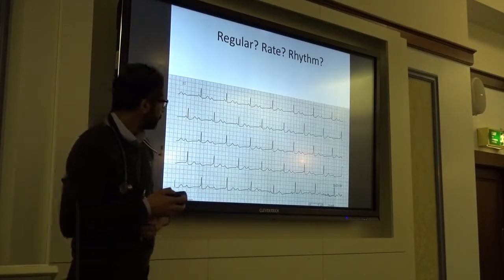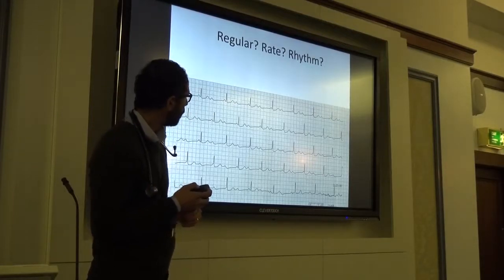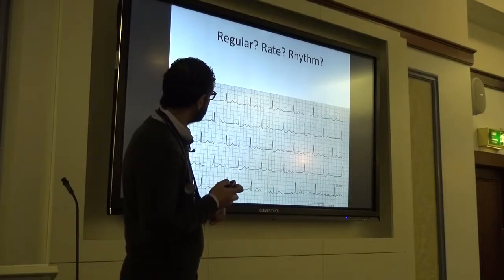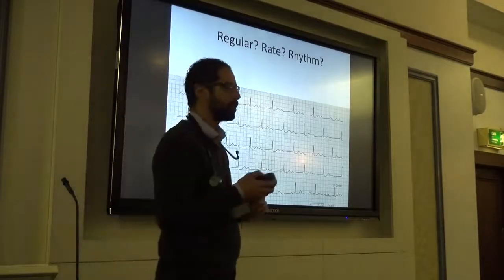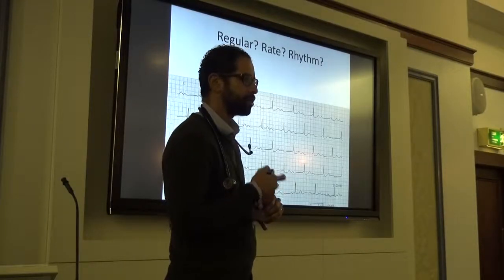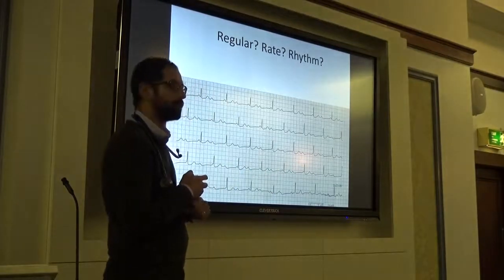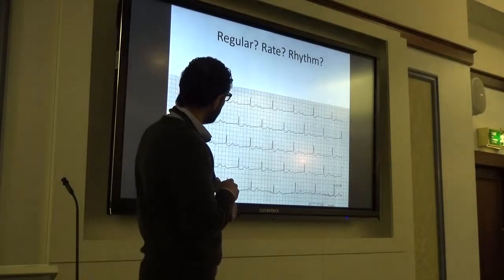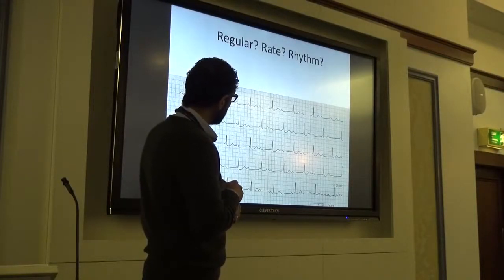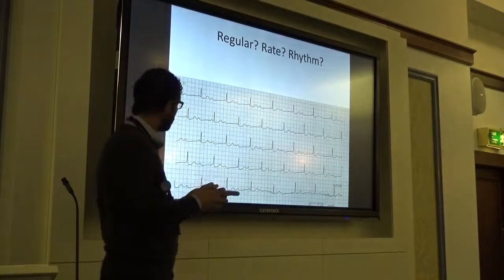Right? Is this regular? Okay. It's regular. What's the rate here? If we say there's like 8 squares or 6 squares, it's going to be bradycardic basically. So we're asking this is bradycardia. And what's the rhythm here? Sinus. Okay. So we said in order to have sinus, you have to have P wave followed by QRS.